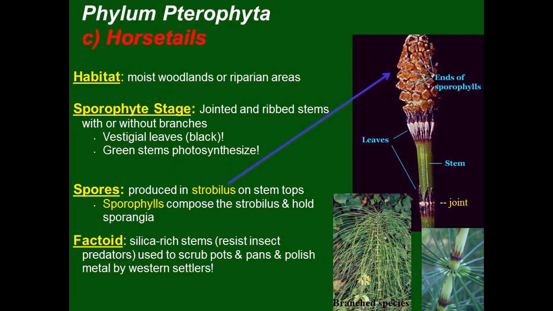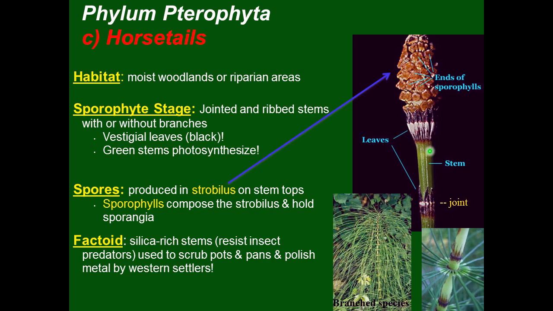Included in the phylum Pterophyta are horsetails. For habitat, we find them in moist woodlands or riparian areas, again around lakes, rivers. The sporophyte stage is jointed and has ribbed stems, and stomata are in those ribs. And they can have little tiny black leaves around the joints, and they're vestigial, meaning they don't do any photosynthesis. It's the green stems that actually do the photosynthesis.